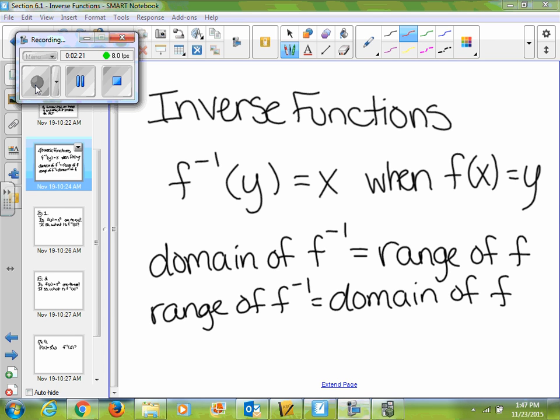Okay, and the last thing to note about the inverse is that this -1 is how you denote an inverse. It's not an exponent. Okay, it's just the way we note an inverse. So don't think of it as like f to the -1. It's not an exponent. Okay.